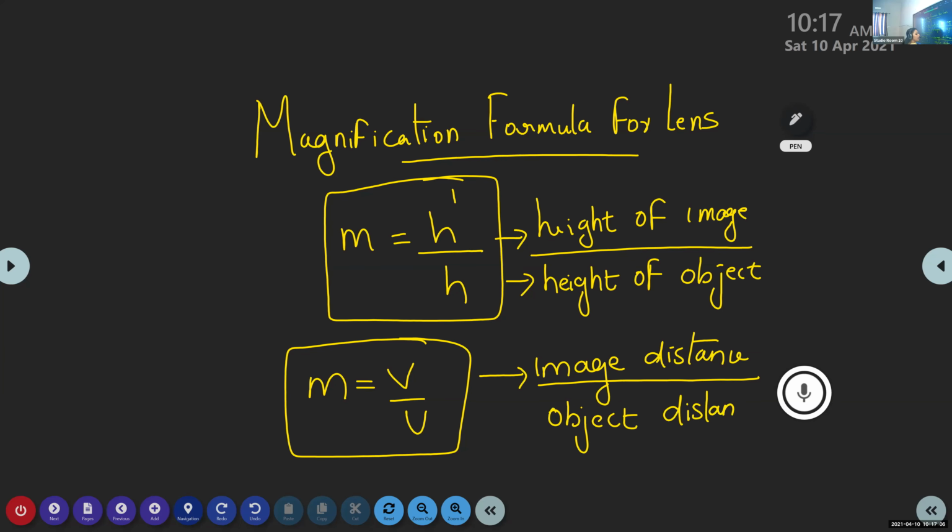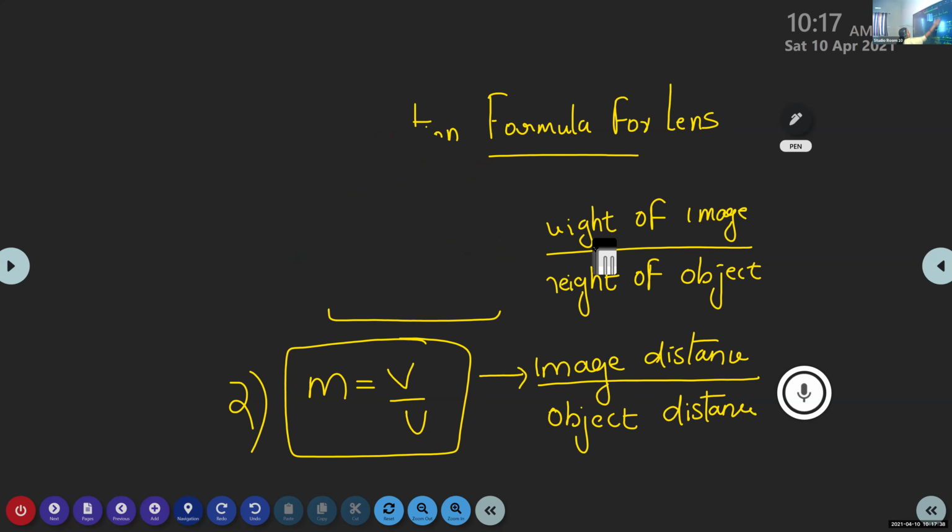Okay. And here also we can use the values of M to predict the nature and size of the image. So magnification formula for lens is the same. M is equal to h dash by h. This is the first equation. And if in the present question the height of the image and height of the object is not provided, no problem. We have another equation for calculating the magnification. That is M is equal to positive V by U in the case of lens.